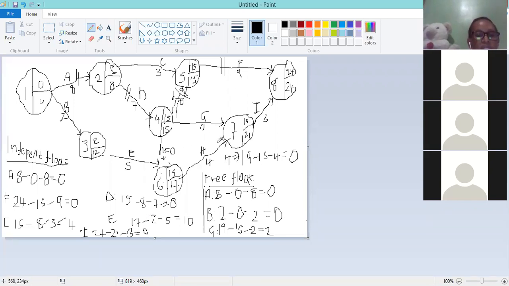For the other activities which we have not touched in our illustration, we can consider to have them during our free time as we get the independent float.